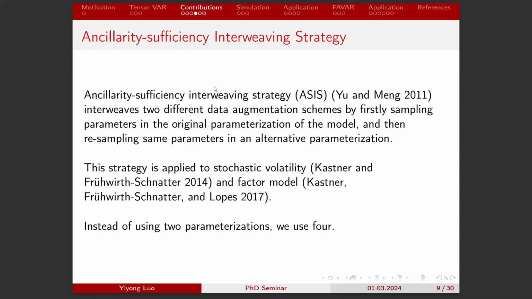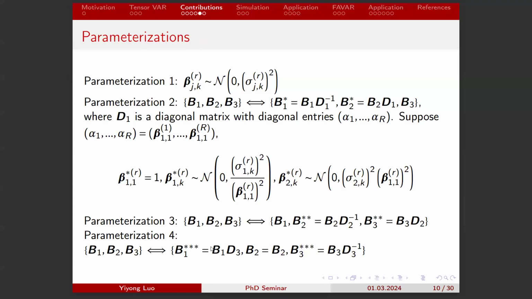I know it sounds really vague, but I will show you later in the algorithm, and then it will be easier for you to understand. So this ASIS strategy has been applied to some econometric studies, such as stochastic volatility and factor models. But instead of using just the two parameterizations, we actually apply 4. What are these 4 parameterizations?